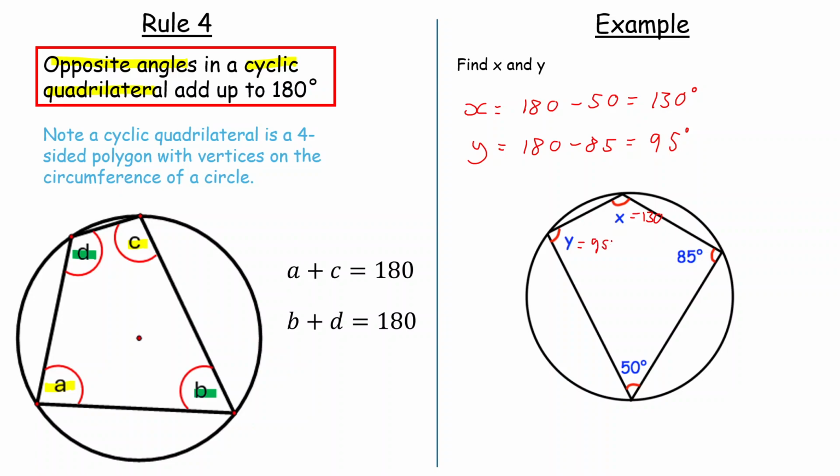And just to double check, right, that is correct, but what do we know about angles in a quadrilateral? What do they add up to? Like a square, they add up to 360. 130 add 85, add 50, add 95, they do sum to 360. Okay, so there we go.